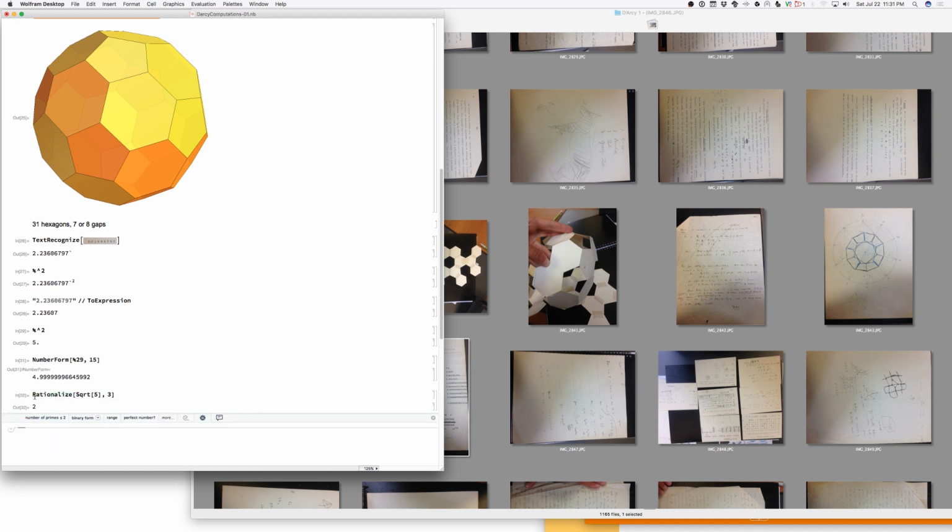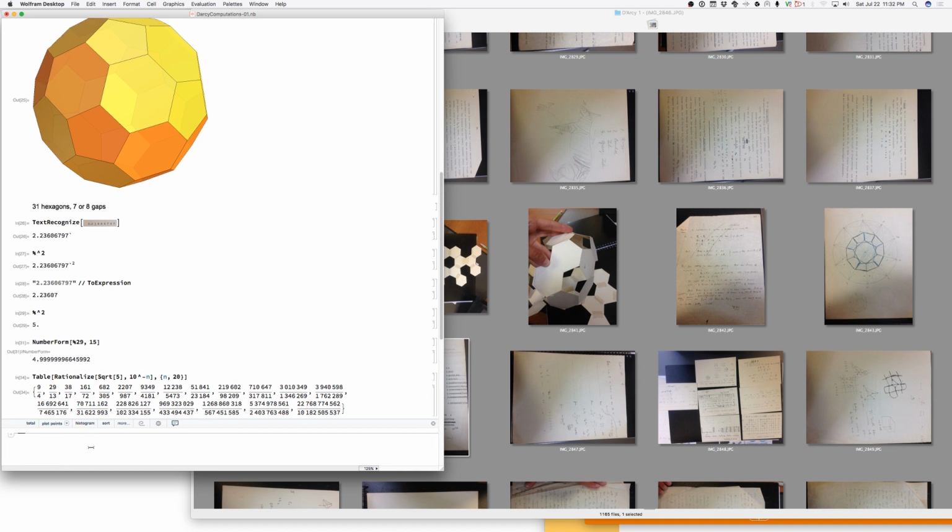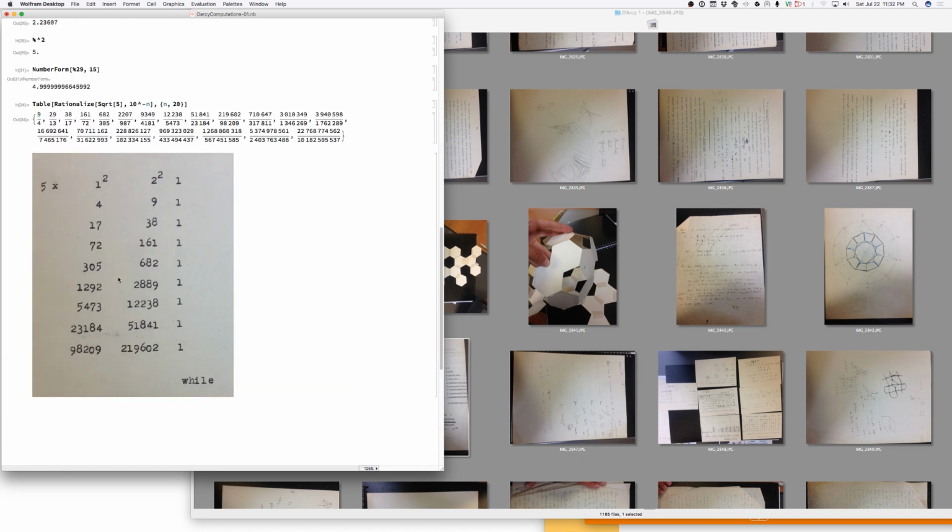Okay, let's make a table of a bunch of these things. So let's say table there, n up to let's say 20. Oh, that was silly. What do I want to do here? I think maybe I want to say 10 to the minus n there. Okay, there we go. So there are some approximations. Let's compare those with his.